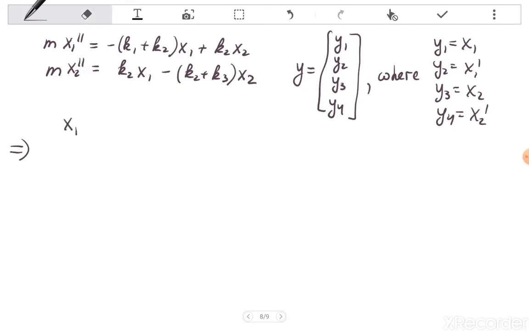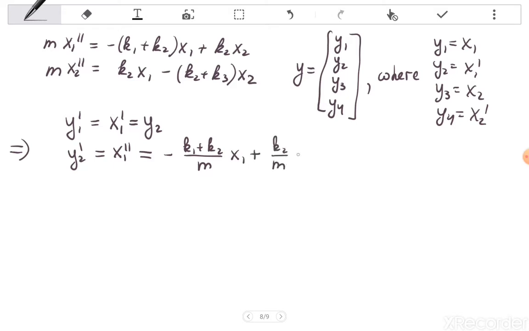So y1 prime: y1 is x1, so y1 prime is x1 prime, and x1 prime is y2. y2 prime is x1 double prime. From the first equation, we can find x1 double prime. This is minus (k1 plus k2), we have to divide by m, times x1, plus k2 over m times x2. And now we replace x1 with y1 and x2 with y3. So this is minus (k1 plus k2) over m times y1, plus k2 over m times y3.